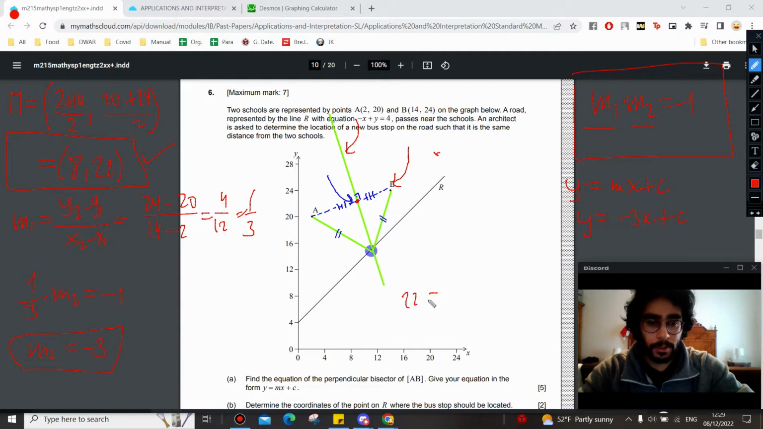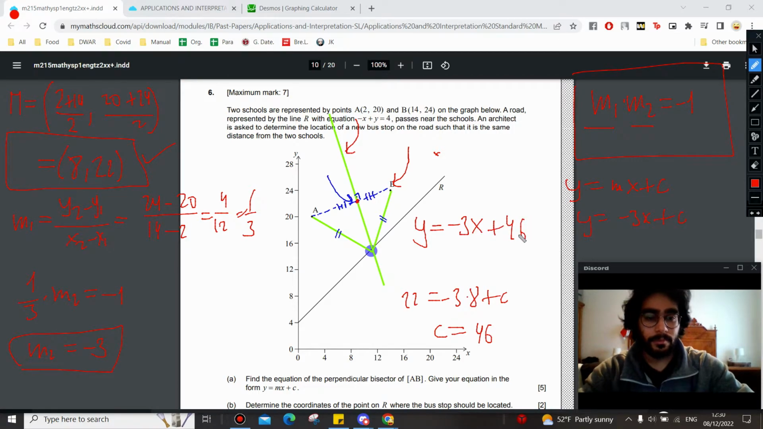So 22 will be equal to minus 3 times 8 plus c, which means my c will be equal to, well, 46. Okay, so finally, my equation of the line will be looking like this: y equals minus 3x plus 46. And that concludes question number A.